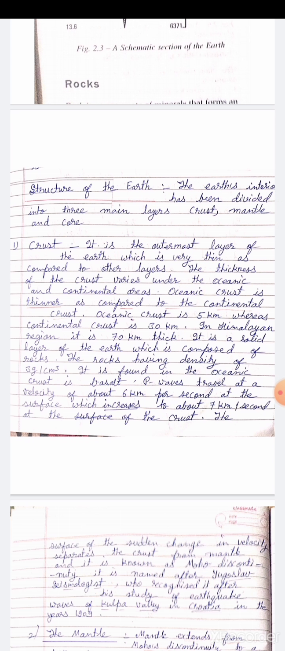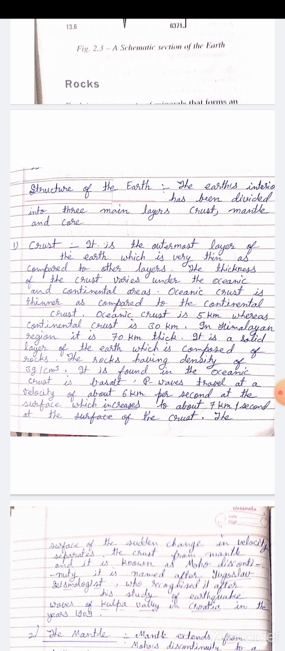The earth's interior has been divided into three main layers: crust, mantle and core. First of all we will discuss the crust. It is the outermost layer of the earth, which is very thin as compared to other layers. The thickness of the crust varies under the oceanic and continental areas. Oceanic crust is thinner as compared to the continental crust.